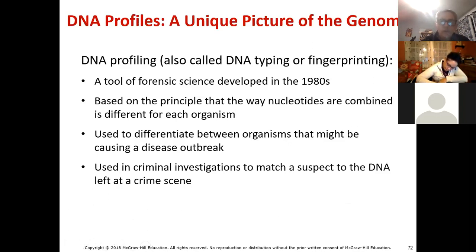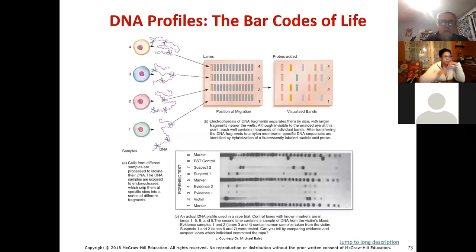DNA profiling is a unique picture of the genome. It's also called DNA fingerprinting. This was a forensic science method developed in the 1980s. It's based on the principle that the way nucleotides are combined is different for each organism, or in the case of forensics, for each individual person. It can be used to differentiate between organisms that might be causing a disease outbreak. In criminal investigations, you can match the DNA left at a crime scene. These DNA profiles are like a barcode for life.